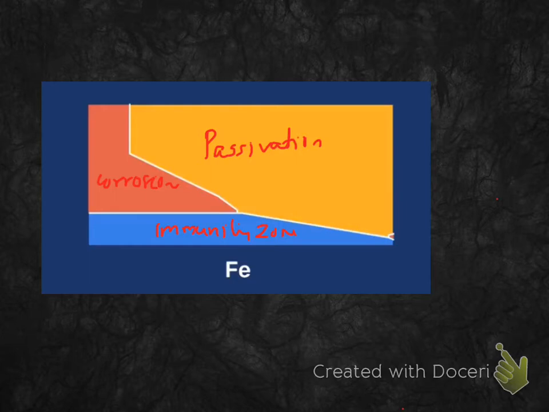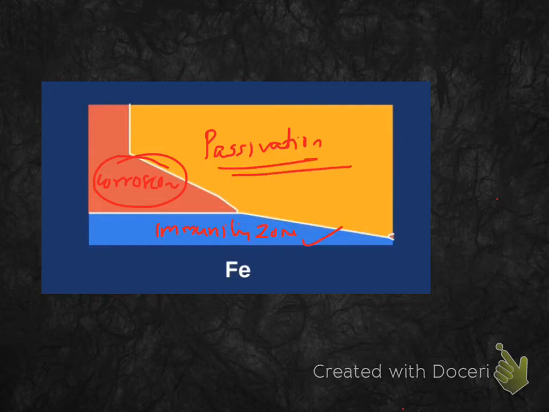Now, 3 kinds of regions which are important in Pourbaix diagram are immunity zone. Immunity zone means there the metal is stable. It does not undergo corrosion, or this metal is able to resist the corrosion, where they are immune to the attack of external agents. Second one is corrosion zone, where the metal is unstable and they undergo corrosion due to the influence of some external factors.